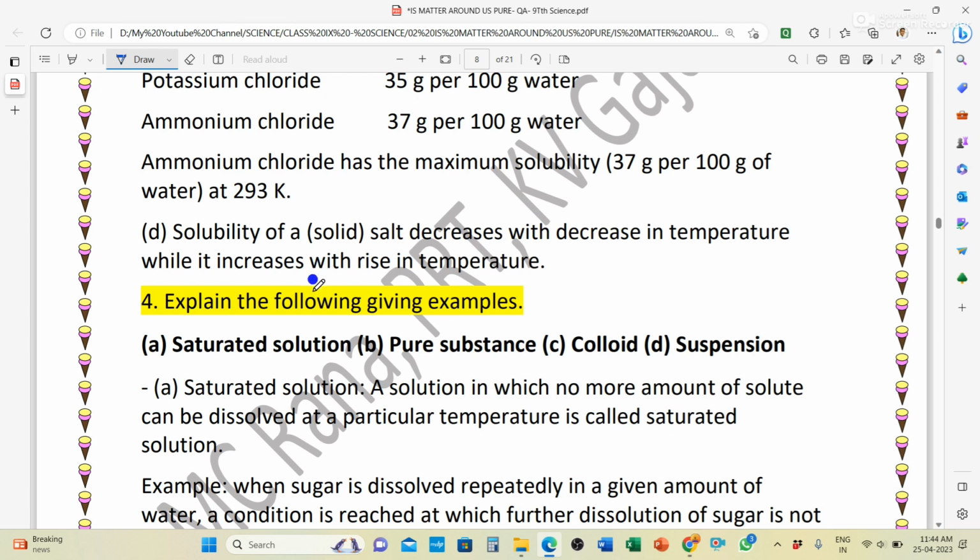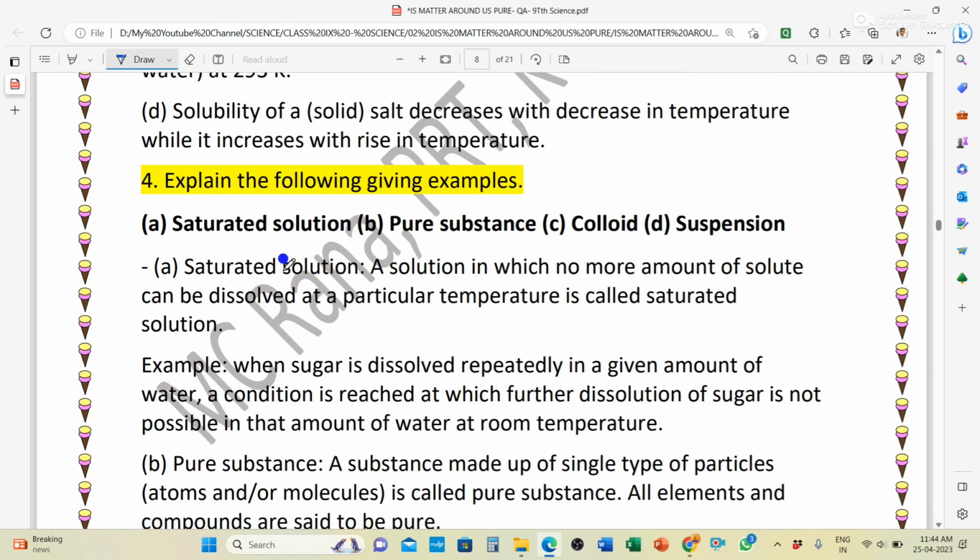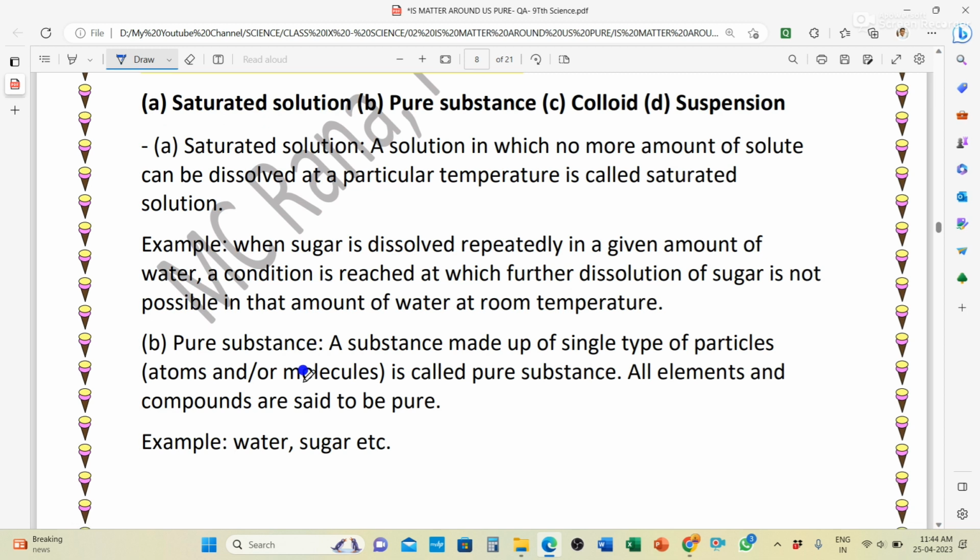Then explain the following giving examples. First is saturated solution. A saturated solution is a solution in which no more solute can be dissolved at a particular temperature. And what is a pure substance? Already we have discussed it many times. A substance made up of a single type of particles, that is atoms or molecules, is called a pure substance. In case of elements, it is atoms. In case of compounds, it is molecules. All elements and compounds are said to be pure. For example, water, sugar.